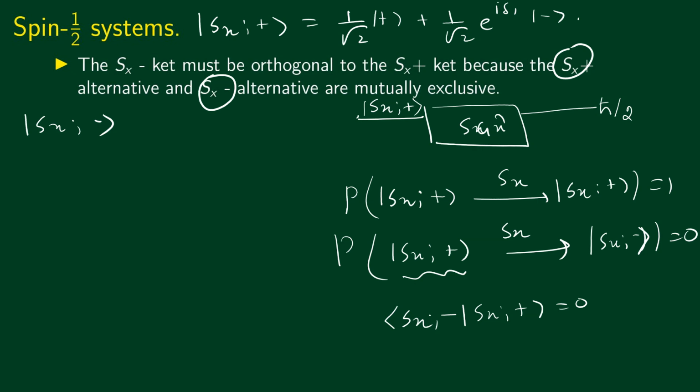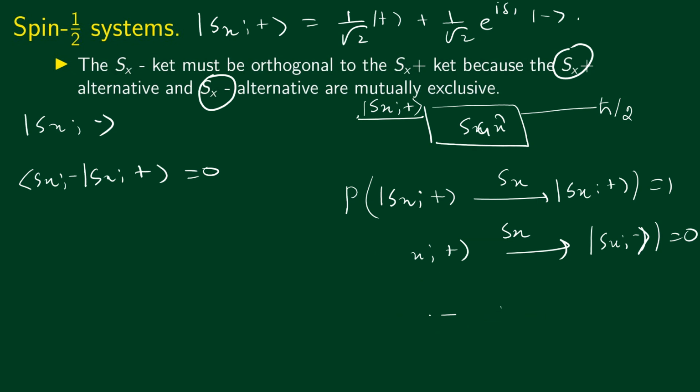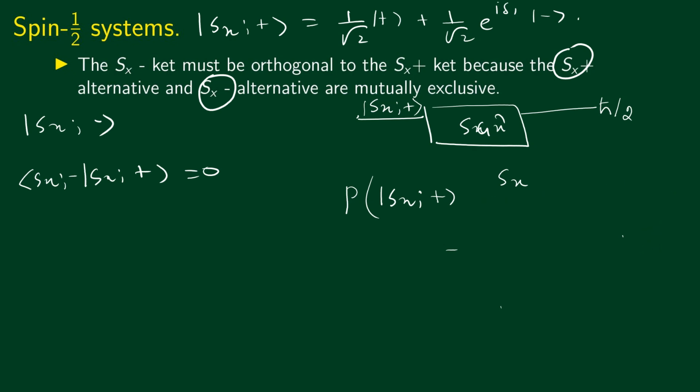This means that we have a condition. The condition is that the component of Sx plus along the direction Sx minus is equal to 0. This we can find experimentally and compare with our theory. Experimentally, we see that the probability is 0 whenever you have a beam of atoms characterized by Sx plus and you measure Sx on it: you always get plus h bar by 2, never anything else. That fact can be written in this form: the component of Sx plus along the Sx minus direction is 0.